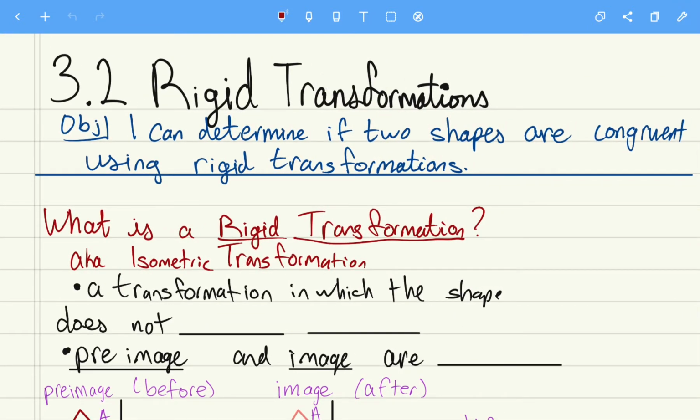Good morning, this is Miss Goodwin, and today we are covering Objective 3.2, Rigid Transformations. The objective for today is that we can determine if two shapes are congruent using rigid transformations.